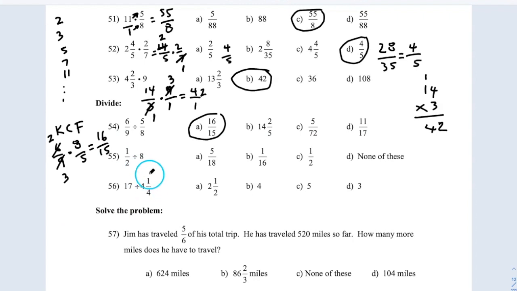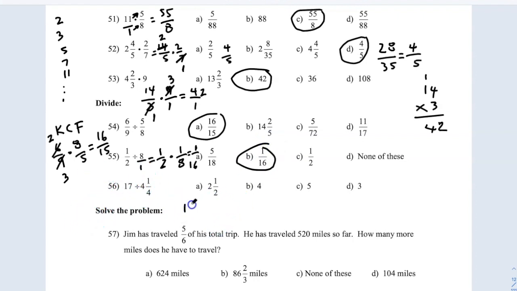55, 1/2 divided by 8. That whole number, fraction. And now, keep, change, flip. Straightforward. 1 times 1 is 1. 2 times 8 is 16. 1 over 16. I hope you get the idea.